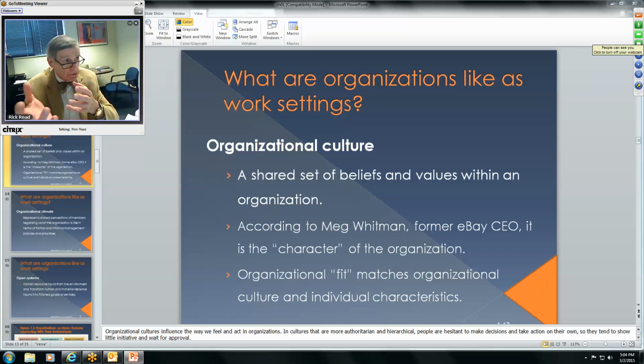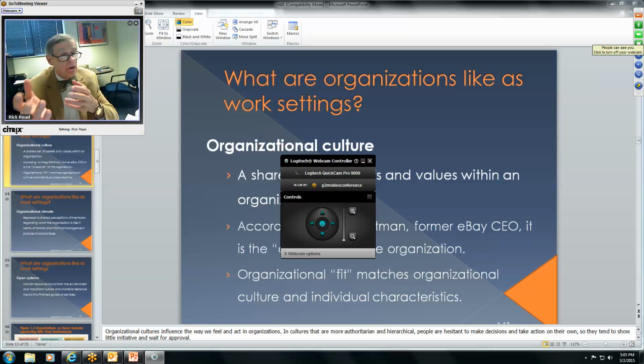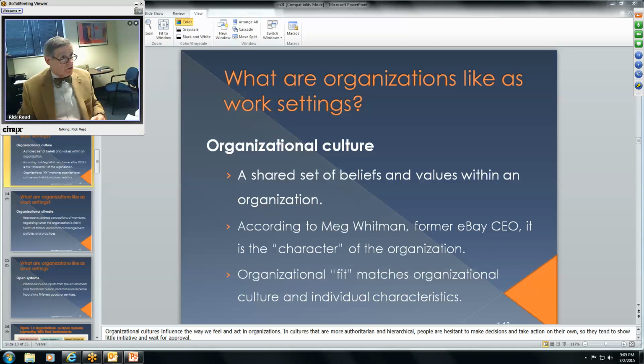So one of the things that organizations do when they're hiring people, and we won't talk much about hiring in the course, but one of the things they do when they are hiring, especially people in the upper echelons of the company, they look for a cultural fit. Does this person fit the culture of the organization? And many companies try to hire on that basis.